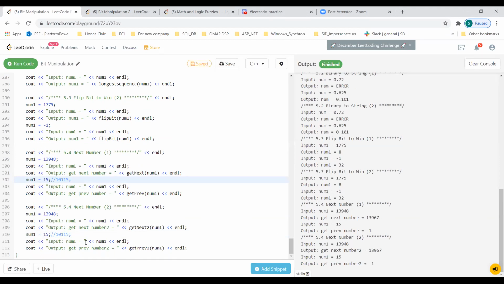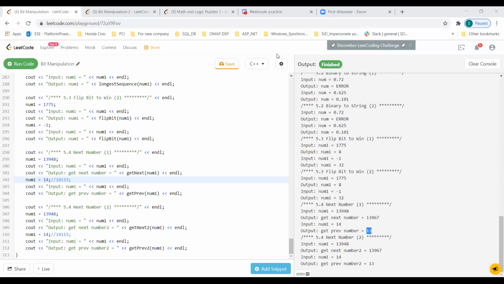If we take something like 14 or so, then we might be able to find that. For 14 you can find a 13, but not for 15. So we can do it with 14.